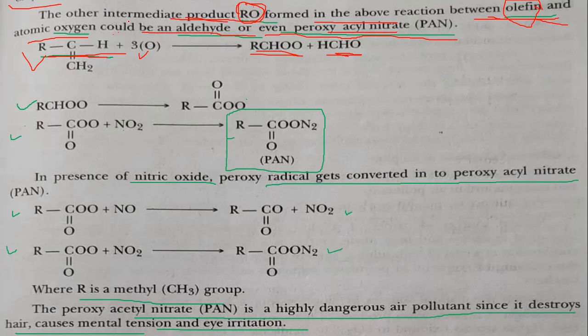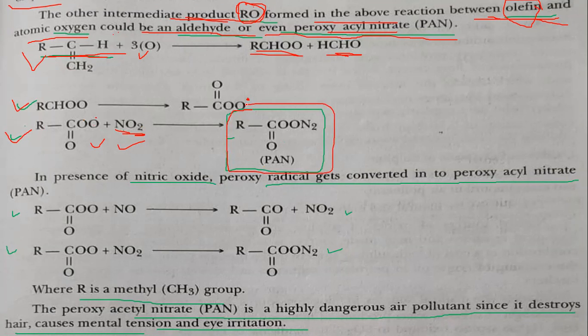How does it form? See, this compound is a free radical. Now this reacts with the NO2 molecule. There is a reaction between these two molecules and they form PAN, that is peroxyacetyl nitrate.